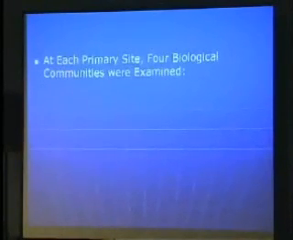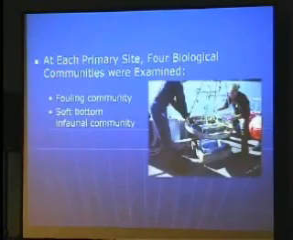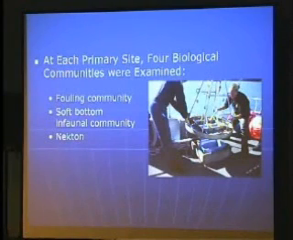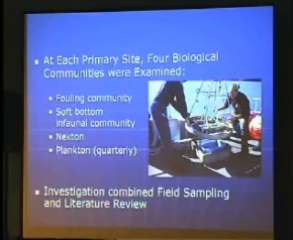There were 4 biological communities that we examined at each primary site, and these included the fouling community, the soft bottom infaunal community. Here you can see the crew taking a sediment sample. Also nekton, and also plankton, which we sample quarterly. So we used a combination of field sampling and literature review to determine the presence and location of members of each one of these communities.